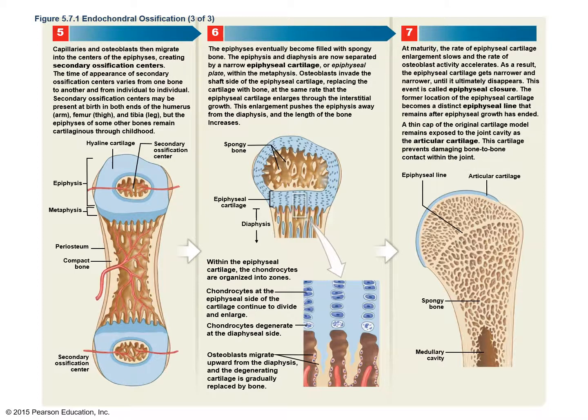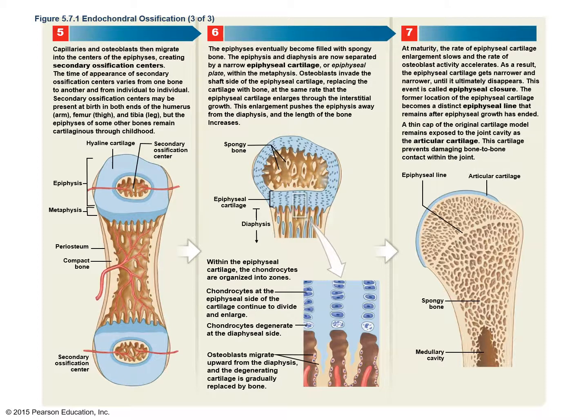In the growing years, the epiphyseal plate keeps enlarging by interstitial growth, and osteoblasts invade the epiphyseal plate and keep replacing the cartilage with bone, and this leads to an increase in the length of the bone.